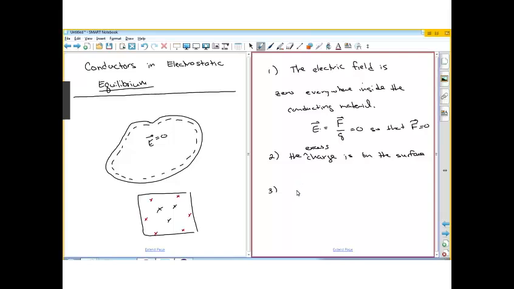The third one is that the electric field outside the conductor, or the conducting material, is perpendicular to the surface. It kind of relates to the first reason.